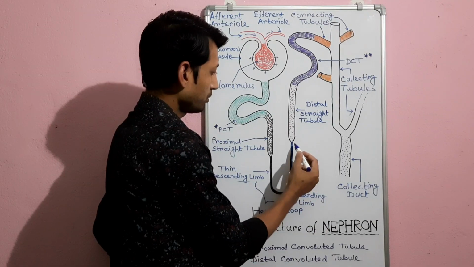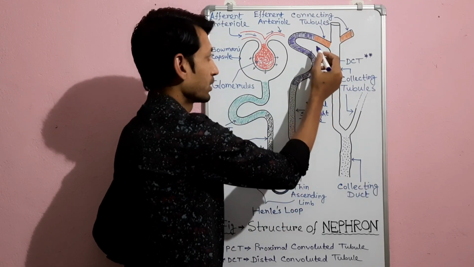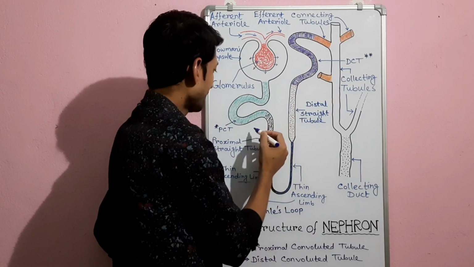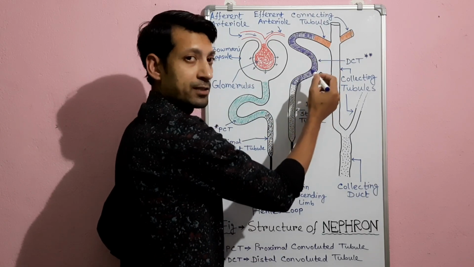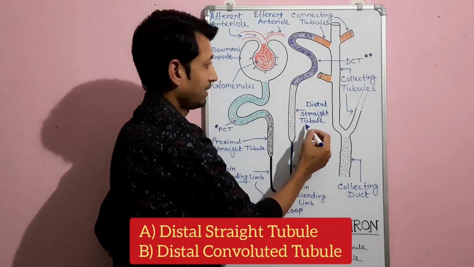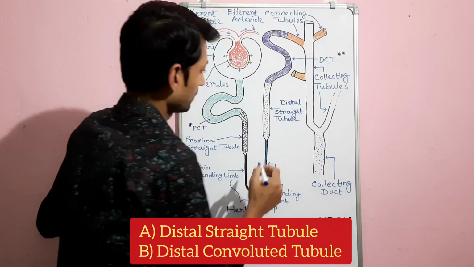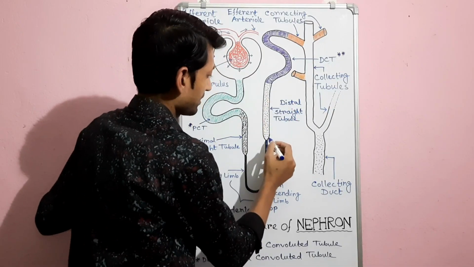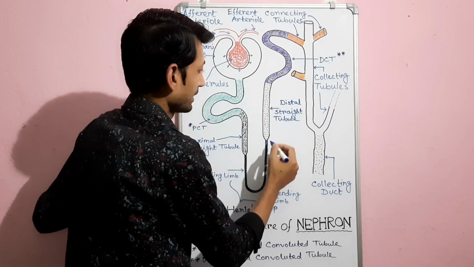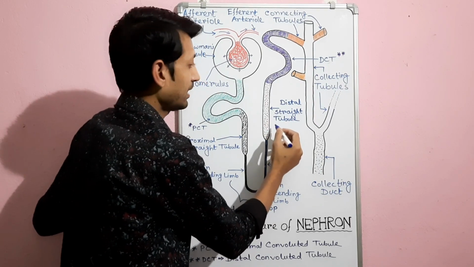After Henle's loop, the tubule again becomes thick. This thick portion is known as the thick distal segment. Like the proximal thick segment, this portion also has two regions, distal straight tubule and distal convoluted tubule or DCT. This thick straight tubule is known as the distal straight tubule. It ascends through the medulla and enters the cortex in the medullary ray.